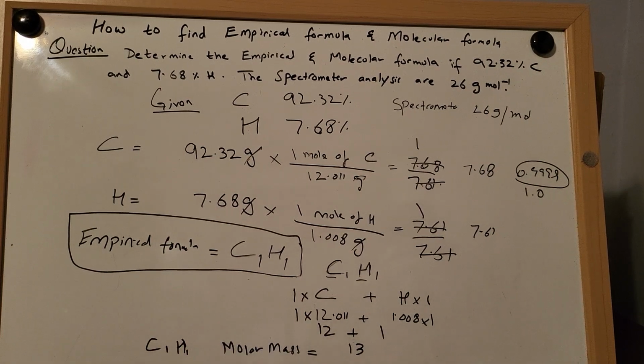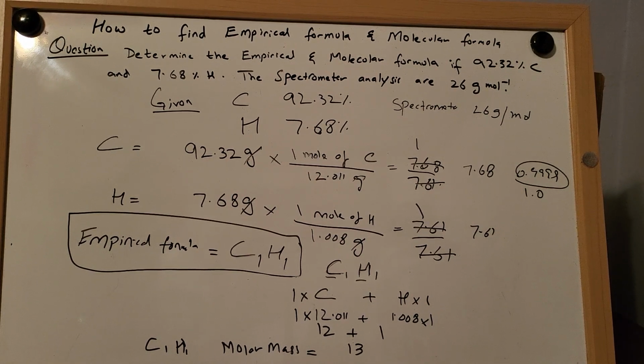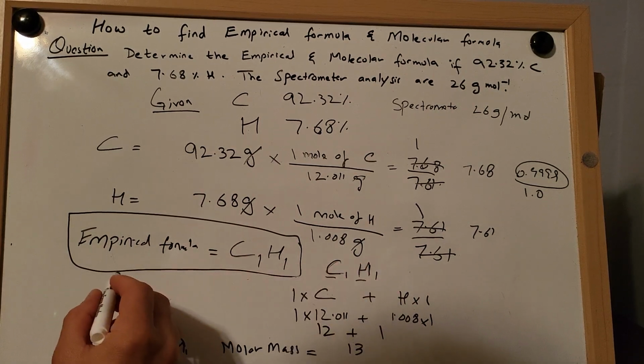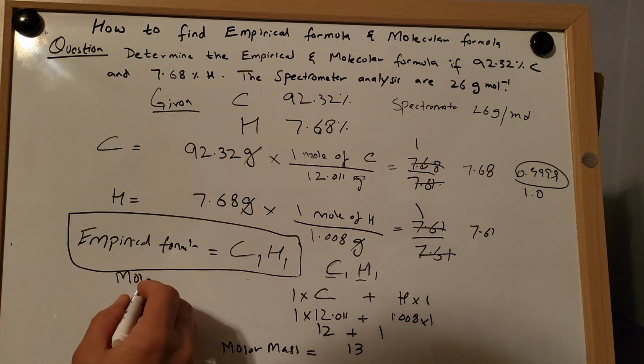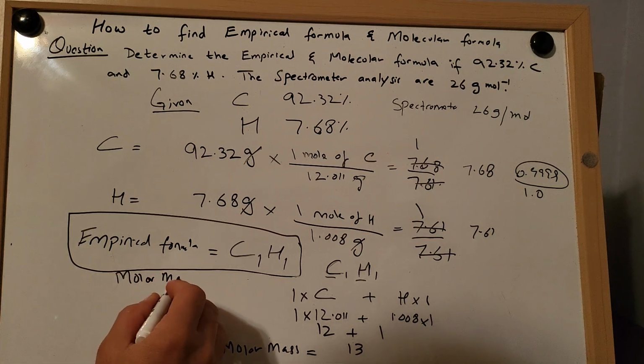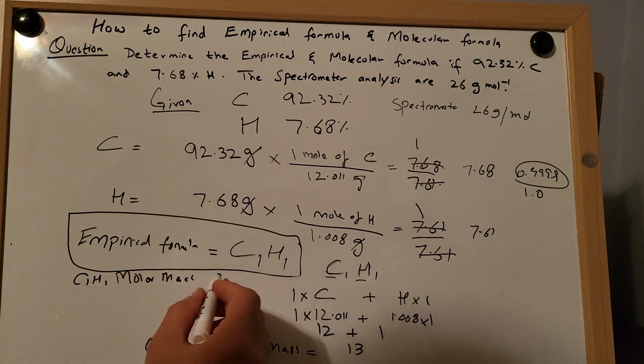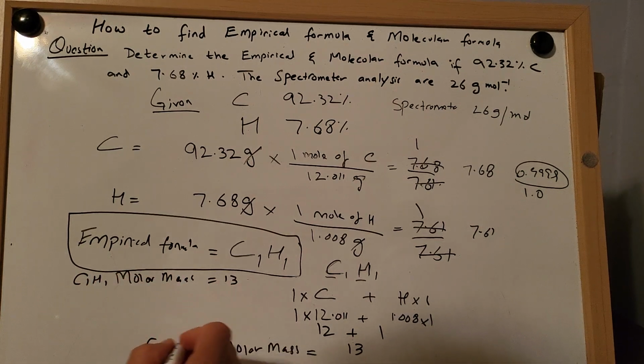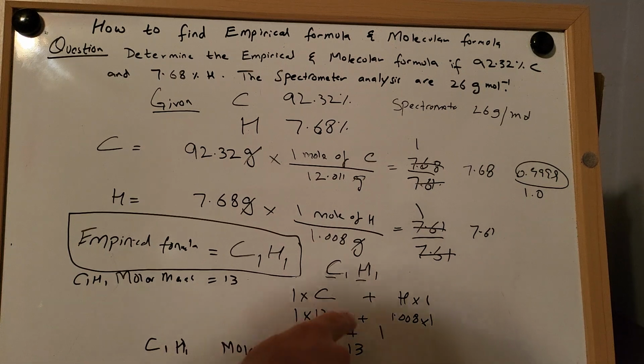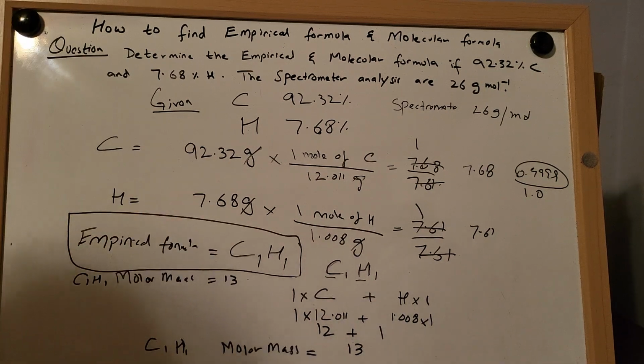So the molecular formula is... I'll erase some stuff because I ran out of space. I'm going to erase the top part. So we got the molar mass of C1H1. The molar mass was 13. Okay, now I'm going to erase this and find the molecular formula right here.